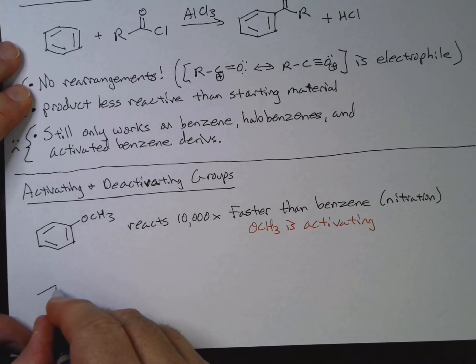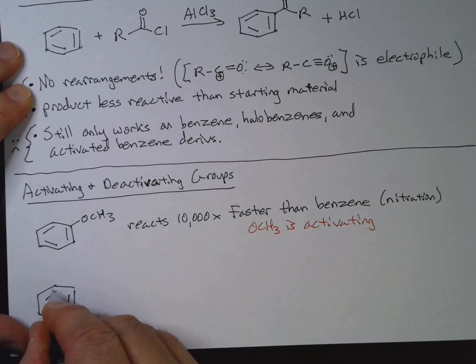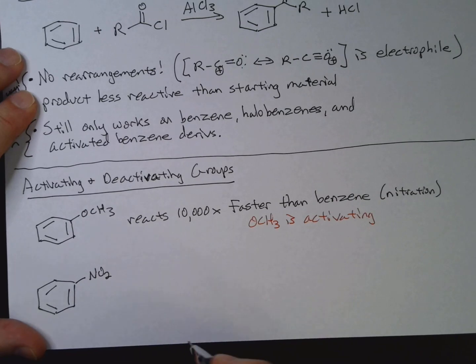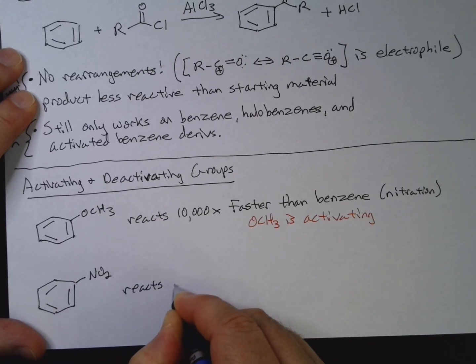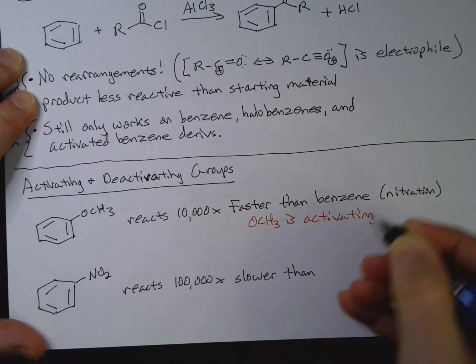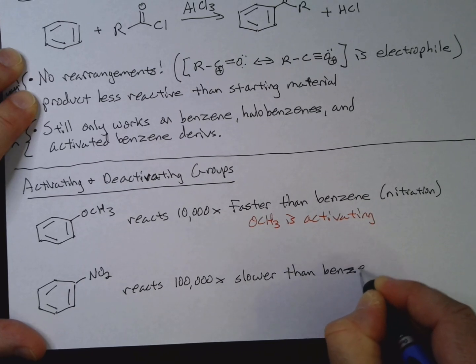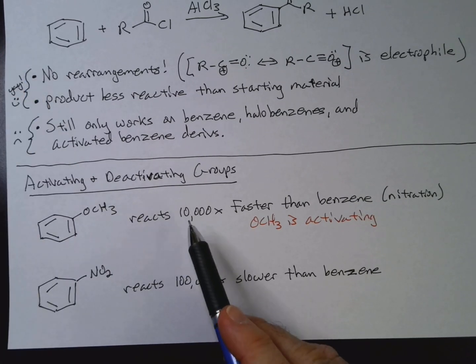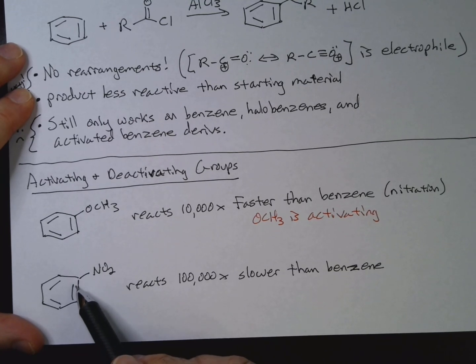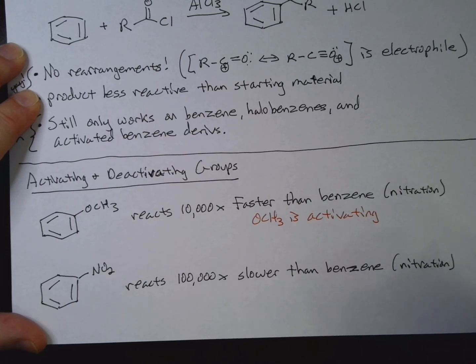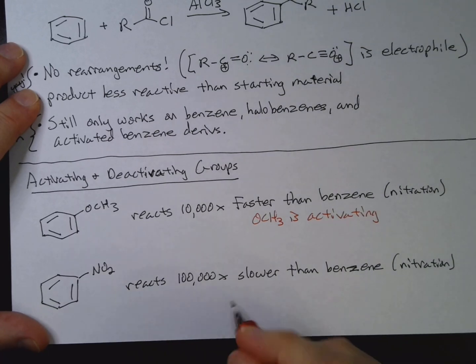Now, we could have something different. So NO2, so nitrobenzene, reacts about 100,000 times slower than benzene. Again, this is with nitration. So if we were trying to put a nitro group on methoxybenzene, it would be 10,000 times faster than doing it on benzene. If we tried to put a nitro group on nitrobenzene, it would be about 100,000 times slower than benzene. So we would then say that NO2 is deactivating.